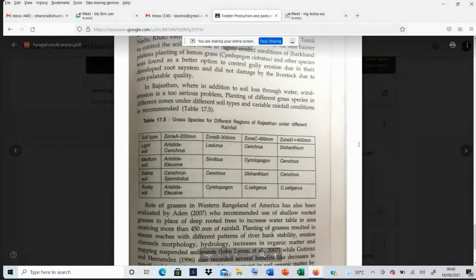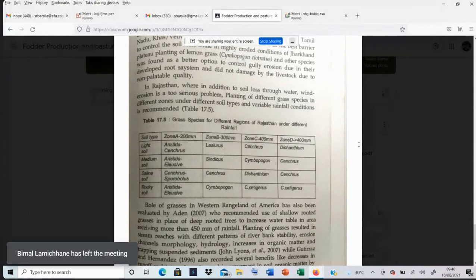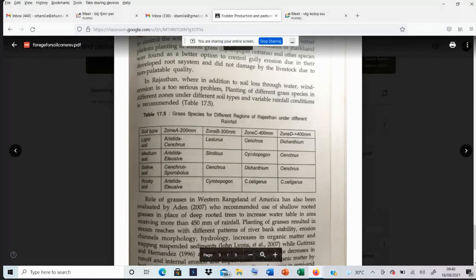So there are some species important even for control of soil loss, for example Aristida, Eulaliopsis, Chrysopogon, Bothriochloa, Saccharum, Cymbopogon, Lasiurus, Dichanthium, there are many examples, okay? And based on altitude, they also work.